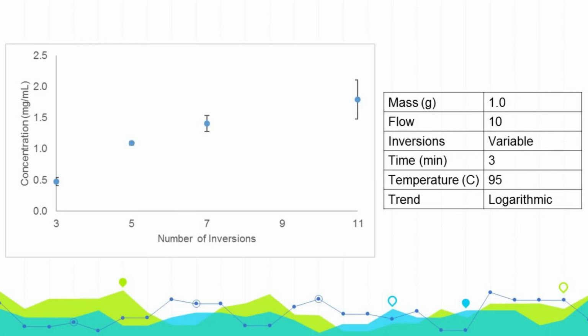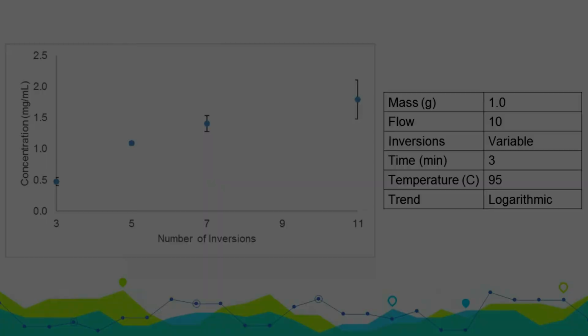One variable tested was number of inversions of the separatory funnel before decanting. The numbers tested were 3, 5, 7, and 11 inversions. The trend of the data is logarithmic. As number of inversions increased, so did the concentration of caffeine extracted. As number of inversions increases, it'll approach an asymptote until all of the caffeine is extracted from the aqueous phase. The number of inversions had a surprisingly large effect on the concentration of caffeine extracted.